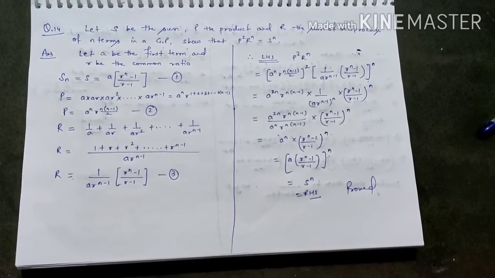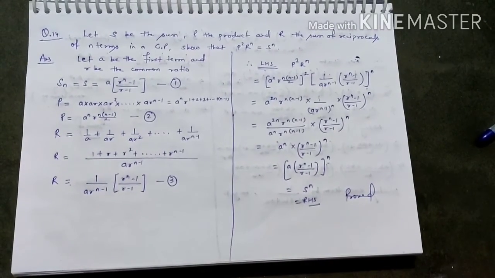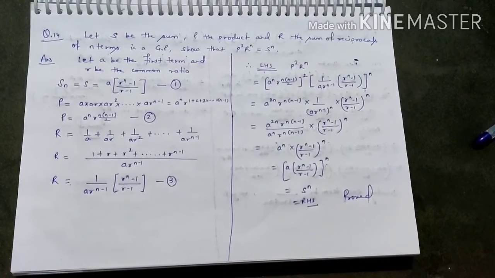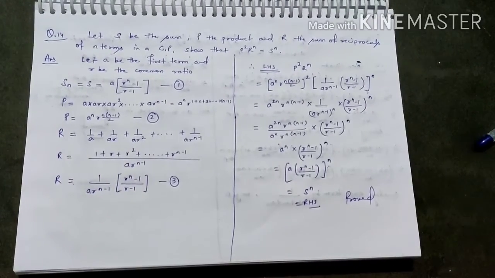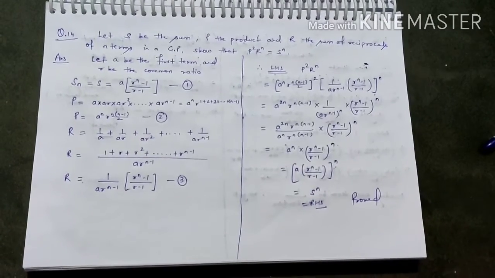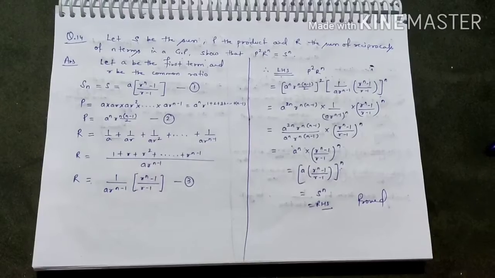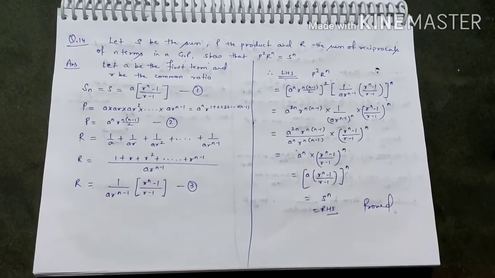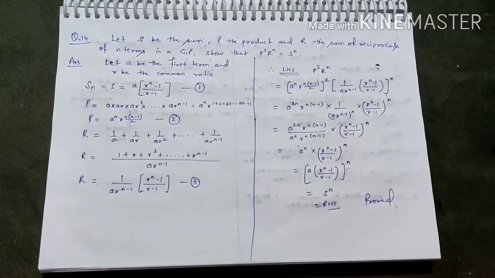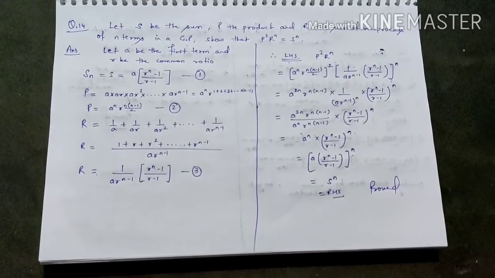Now we'll see question number 14. S is the sum of the n terms of a GP, P is the product of all the n terms in a GP, and R is the sum of reciprocals of n terms in a GP. We have to show a particular condition, that is P square R to the power n is equal to S to the power n. Now S is the sum of n terms, which is a multiplied by (r to the power n minus 1) upon (r minus 1).